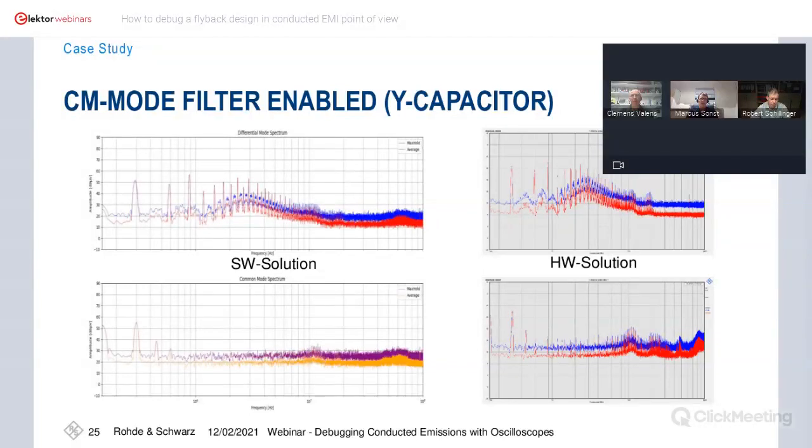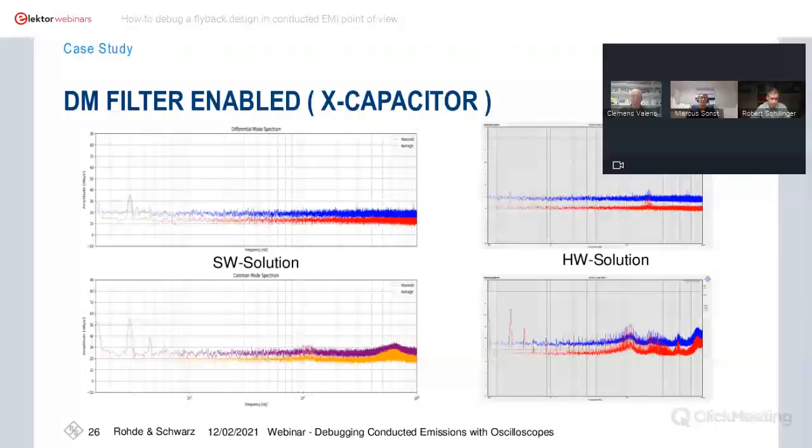Then that is basically the last step. I enabled the X capacitor, which is relevant for differential mode filtering. And you really see here the great attenuation in the differential mode on the left and also on the right. So it's really damped. Only the switching frequency at 300 kilohertz is still a bit visible, but all the rest is really nicely filtered. And also the common mode is almost the same.